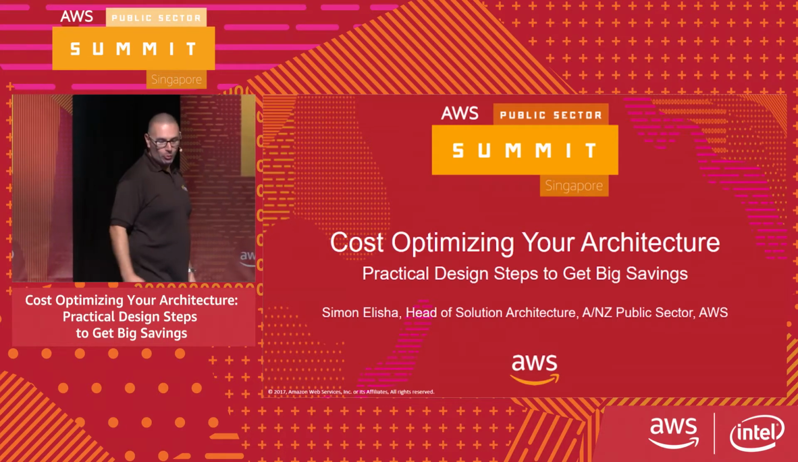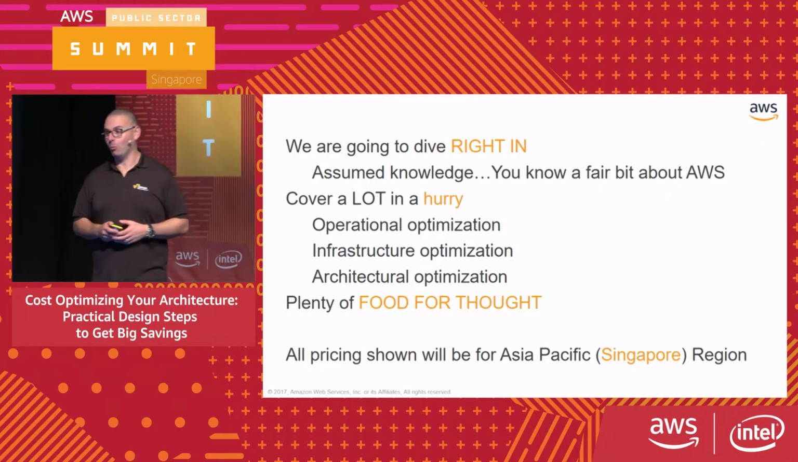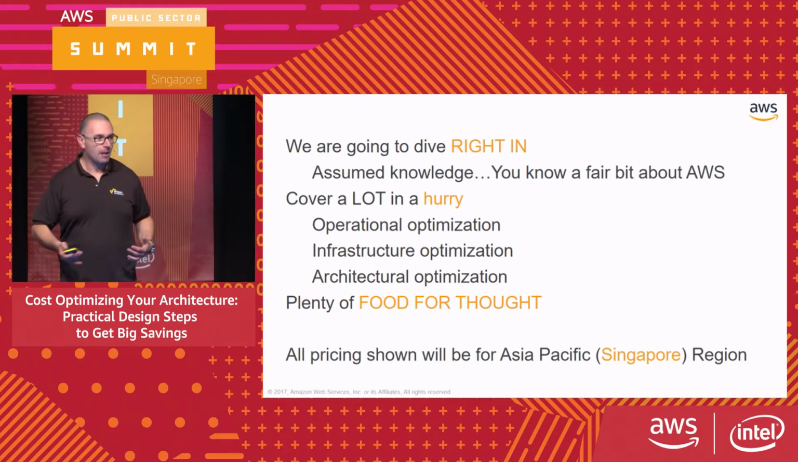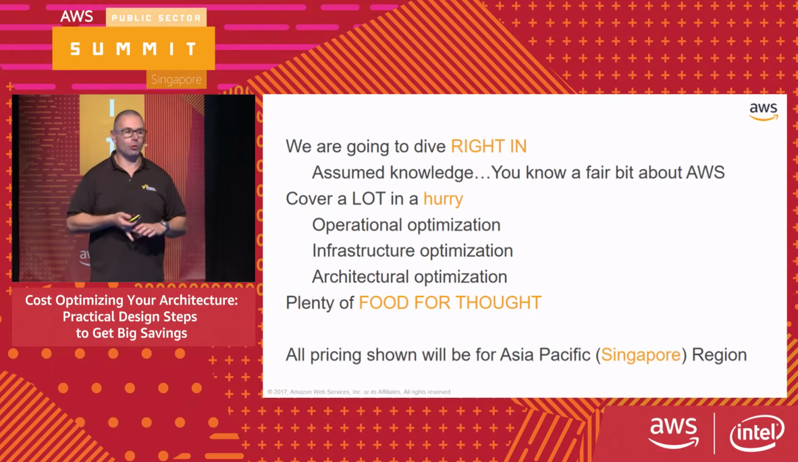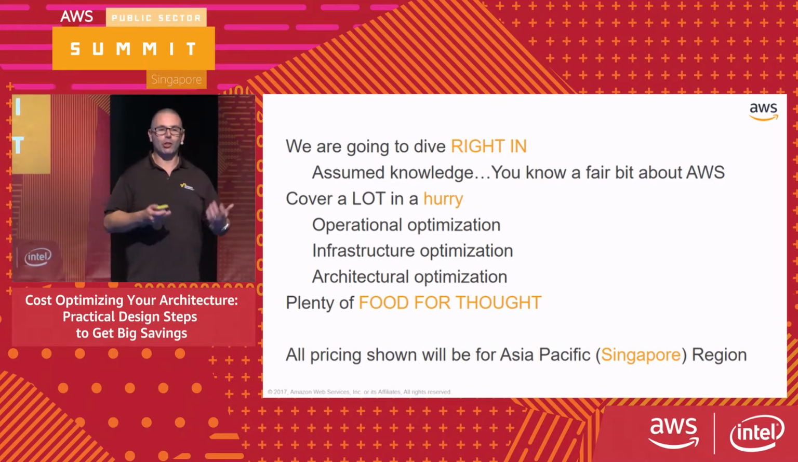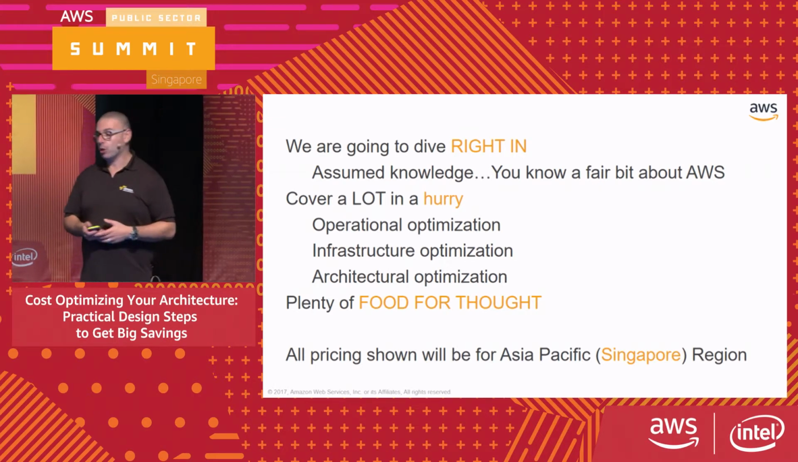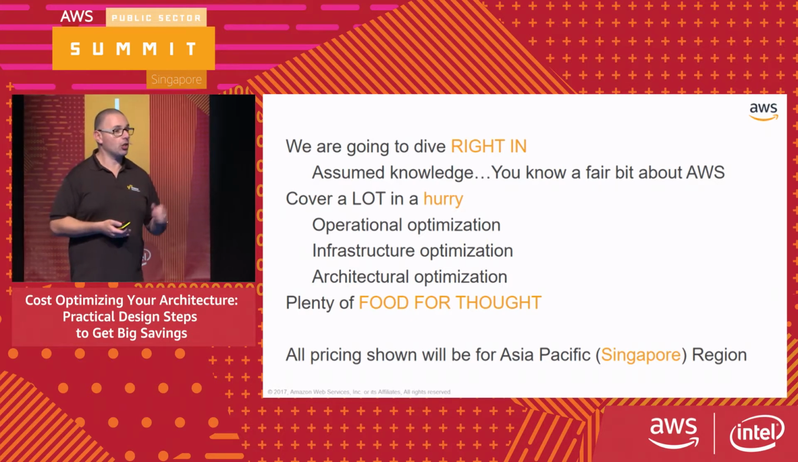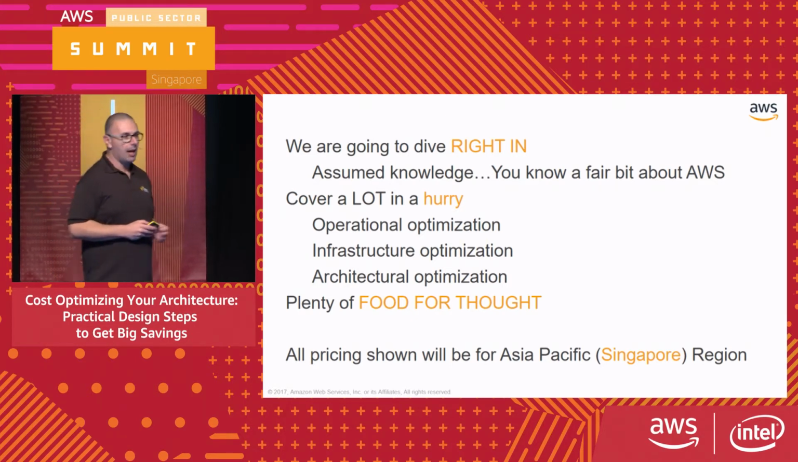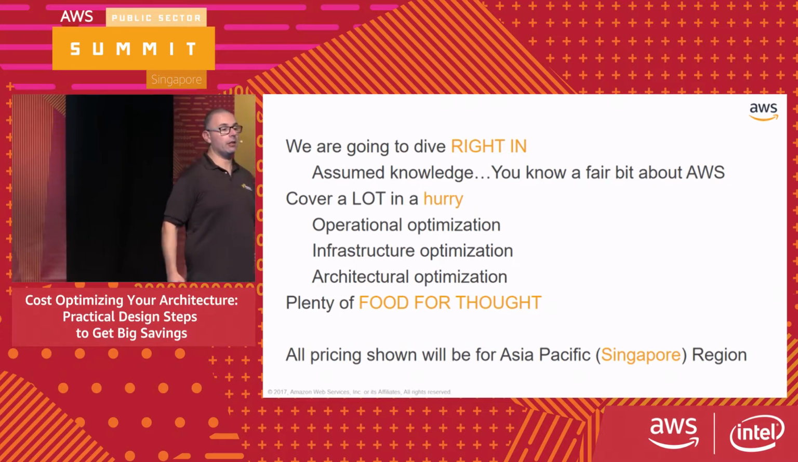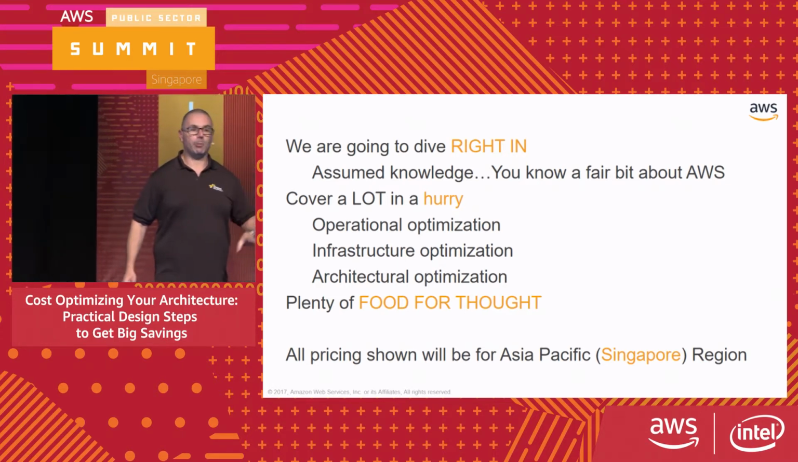We are going to move pretty quick today. So I'm going to warn you, we're going to move very quickly. We've got a lot to cover in a short period of time. So I'm not going to explain what services do, what they mean, etc. That can be homework if you don't know it, or you can just nod wisely along. We're going to talk about operational optimization, infrastructure optimization, and architectural optimization. And my goal here for you today is to leave the room with at least one good idea that you can take back to work and apply.